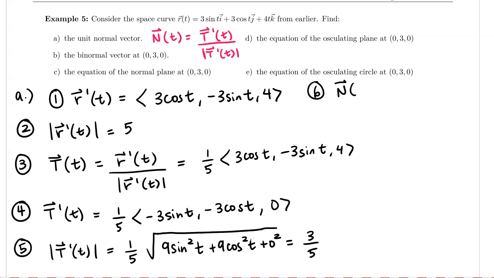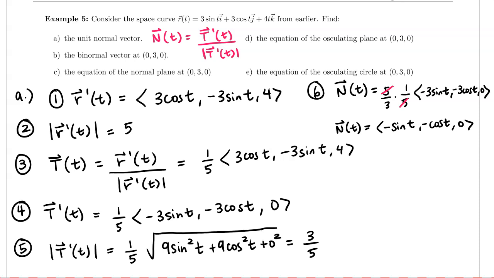All right, so let's put this together. Our unit normal is going to equal our capital T prime. So that was 1/5 times negative 3 sine of t, negative 3 cosine of t, 0. And then we're dividing by the magnitude of T prime, which is 3/5. That's the same thing as if I multiplied by the reciprocal. And so these will divide out, and note that that gives me 1/3, and so I can divide each component by 3. That will leave me with negative sine of t, negative cosine of t, and 0. So there is our unit normal vector.